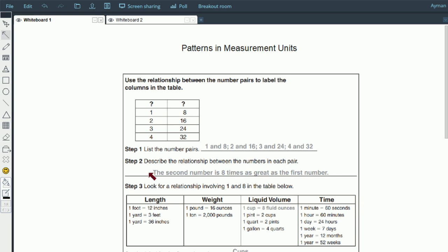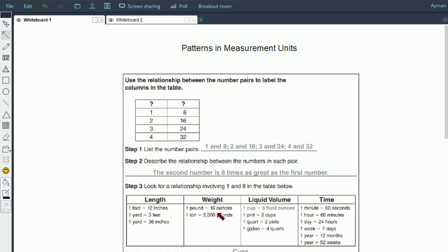How? We don't know. But we all know well that the length, for example, in customary, 1 foot equals 12 inches, and 1 yard is 3 feet, and 1 yard is 36 inches. You should save this table, by the way. Okay, you should save this table, the whole table.